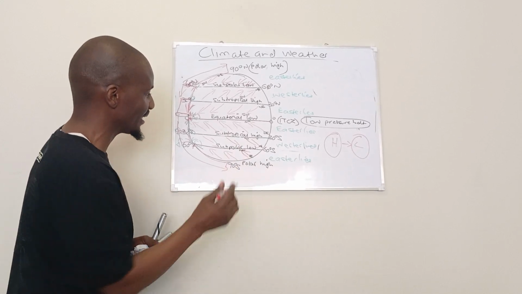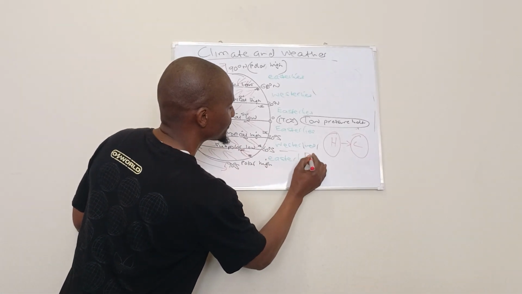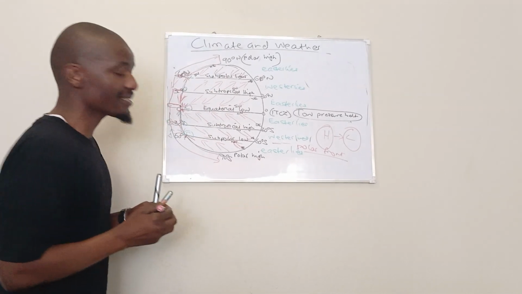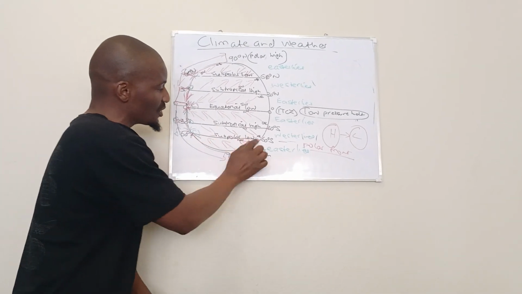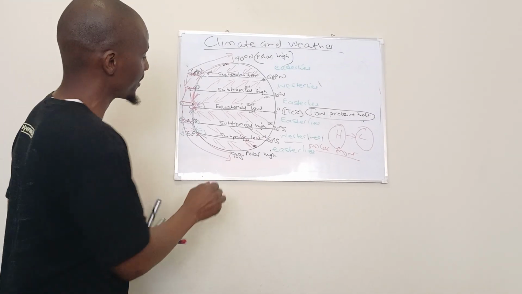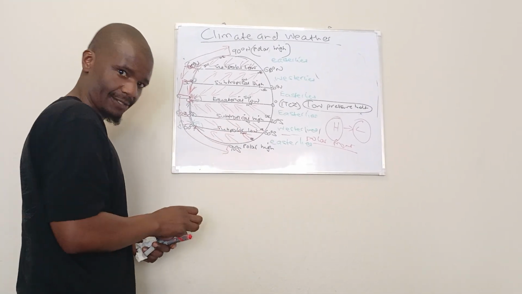They are separated by a polar front. A polar front, okay? They are separated by a polar front, which is found in the subpolar low. They do not mix. Why? Because they've got different characteristics, okay?